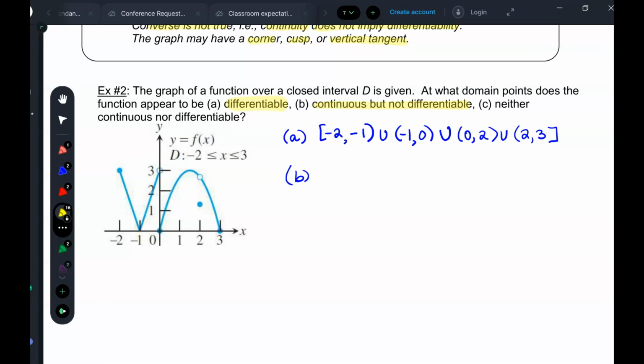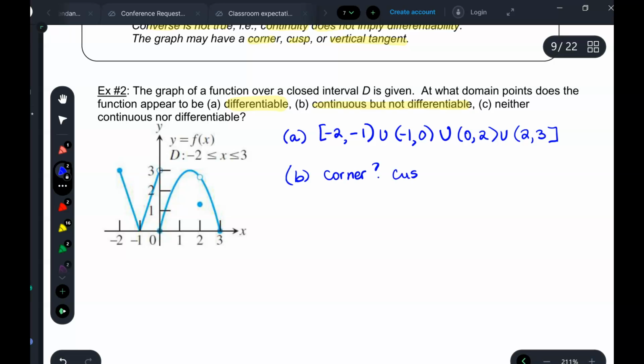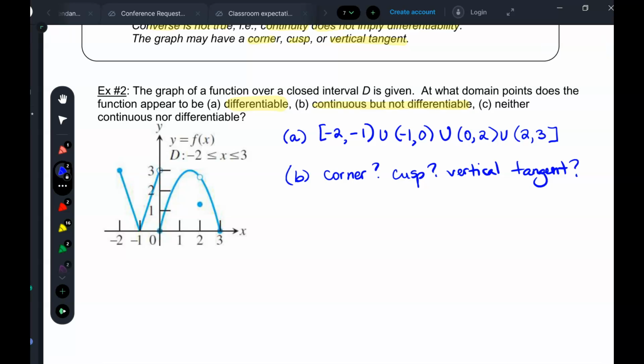Okay. All right. Now, continuous but not differentiable. Well, we were just talking about that. Where is it continuous but not differentiable? In other words, B is asking, where do we have a corner or a cusp or a vertical tangent? That's what B is asking for. Correct. So I don't have any cusps or vertical tangents here, but I do have a corner. Where does that occur? At -1.